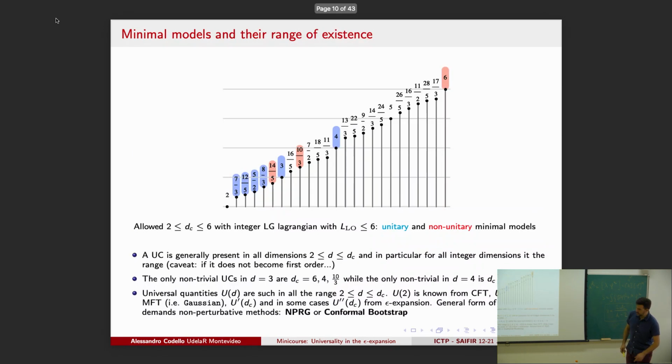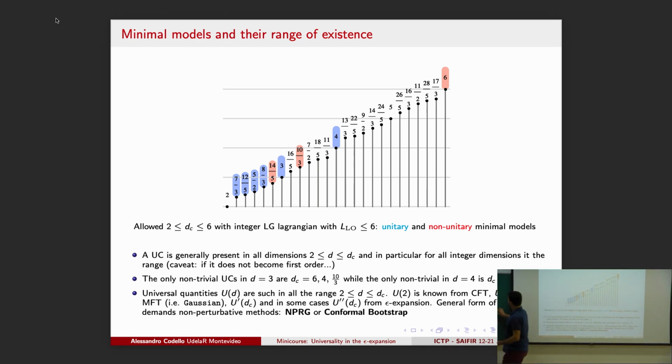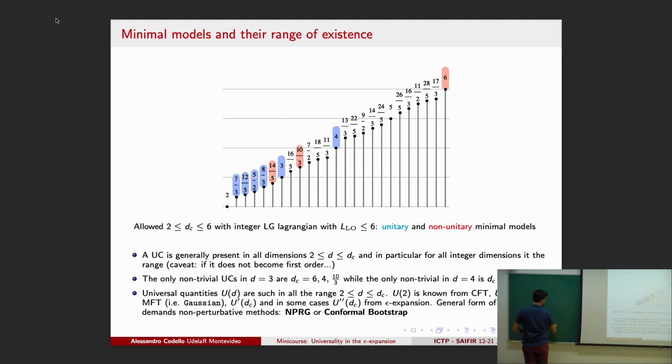So in particular, the picture that is emerging for us is this one. So remember, we started with the question of which are the possible upper critical dimensions where diagrams have divergences, and they were all these ones. And then we posed the condition that the Landau-Ginzburg Lagrangian should be integer, and they just become the blue and the red family.